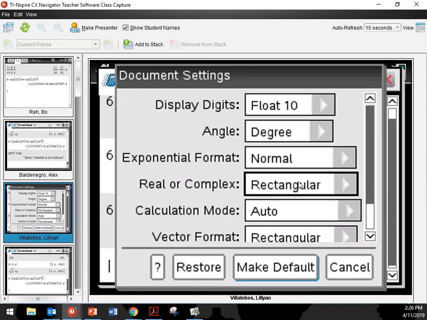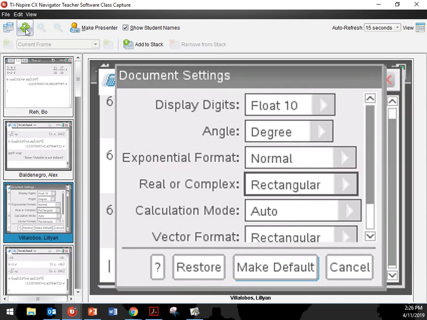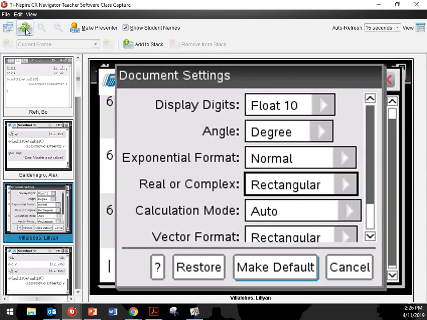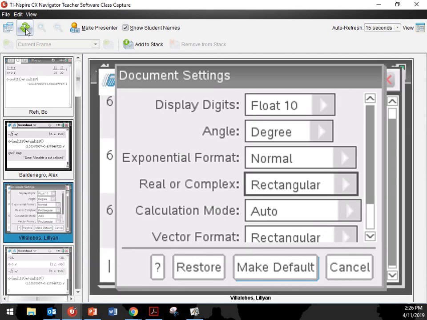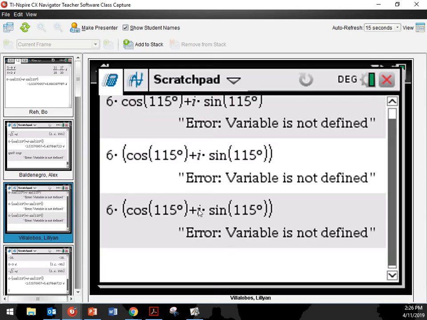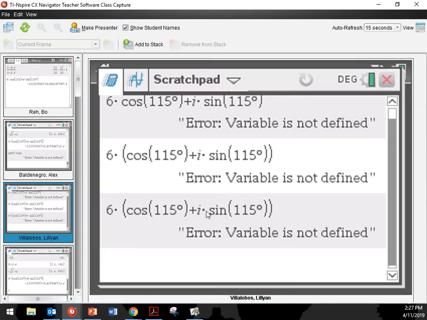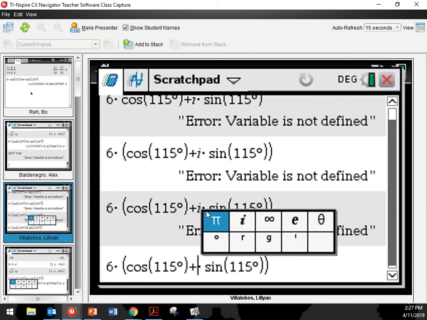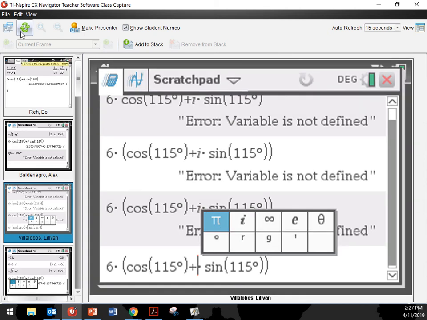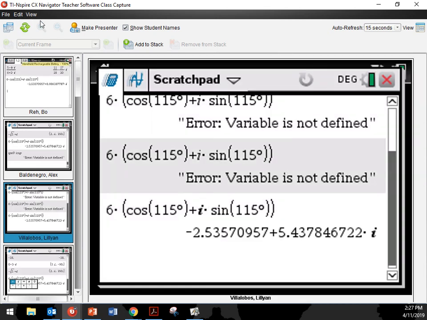All right, now I'm looking at yours. Rectangular, degree, normal, you're good. Make default. I did. I have yours up right now. Okay, now see your I? That's the wrong I. You gotta press pi. That's the I that stands for square root of negative 1. That's the I that you're using. I was just pressing the letter I. Yeah. So that fixes it. There we go.